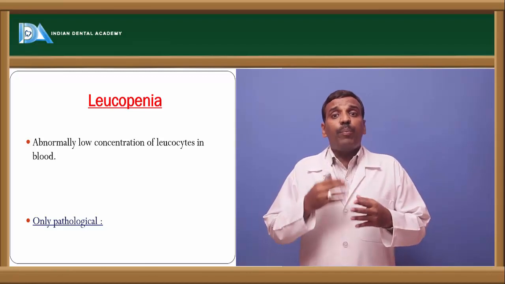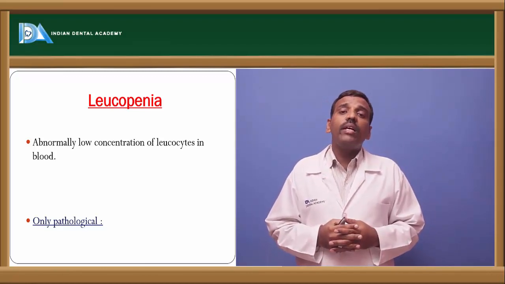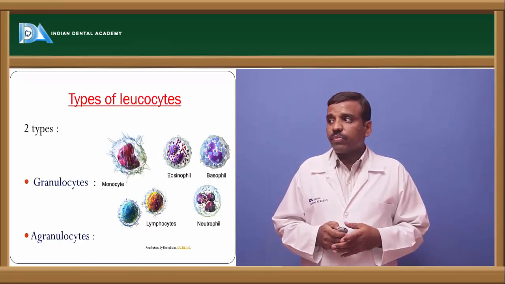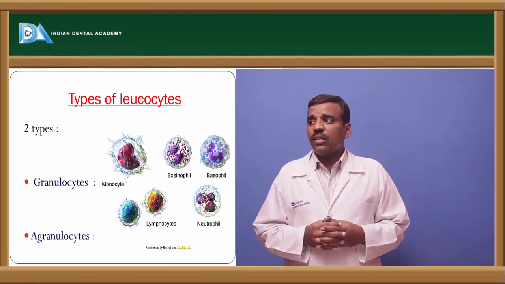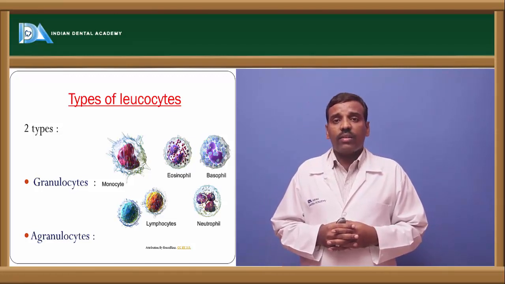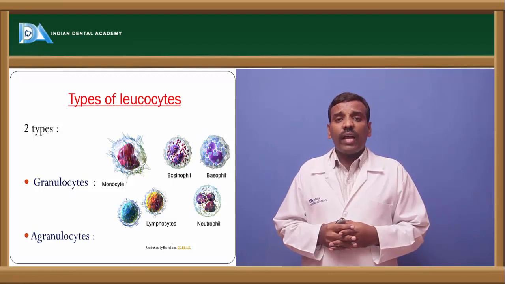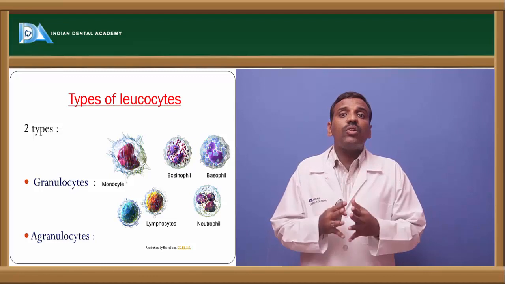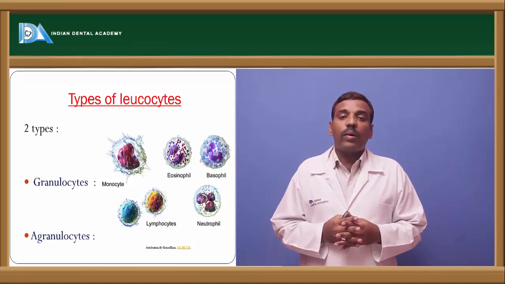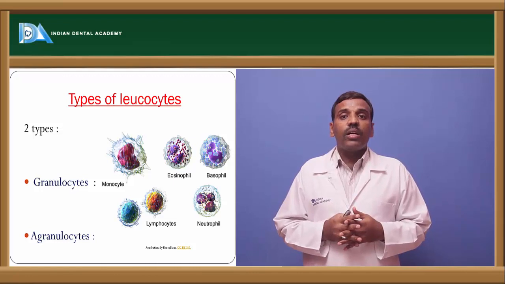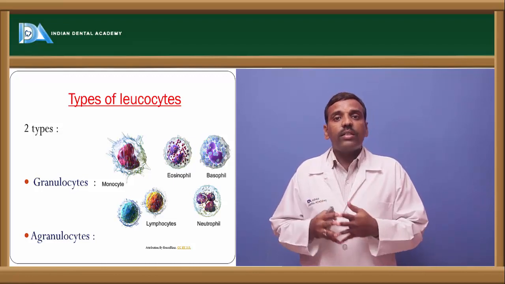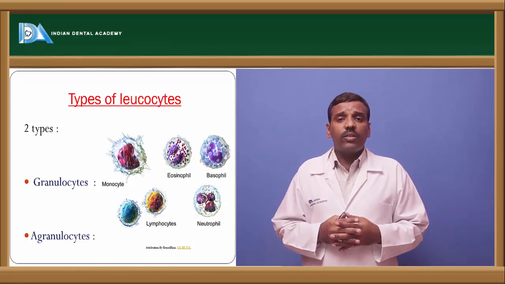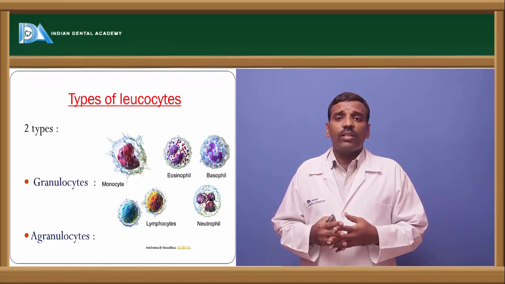Leukemia is the abnormal increased condition of the WBC. It is also called blood cancer. If you see the types of leukocytes, there are two types: granulocytes and agranulocytes. Granulocytes are WBCs with granules, and they are of three types: neutrophils, eosinophils and basophils. Then agranulocytes are divided into two types: lymphocytes and monocytes.